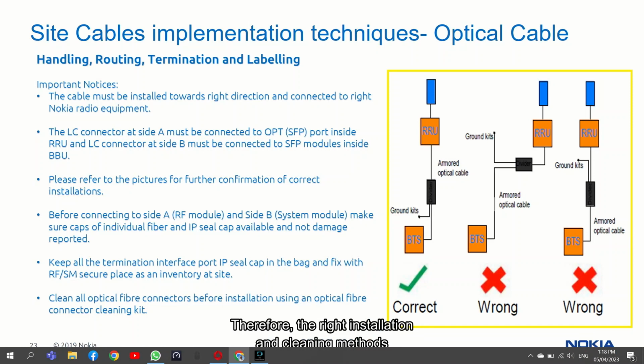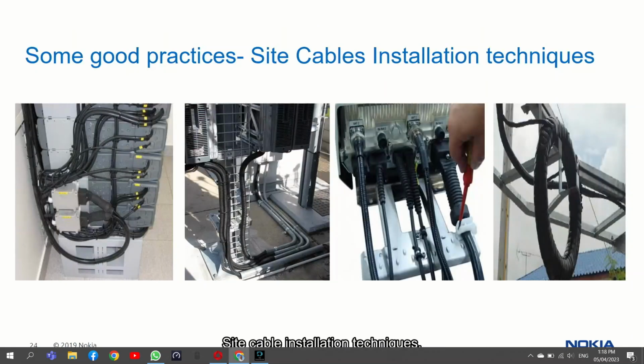Therefore, the right installation and cleaning methods need to be followed. Extra care needs to be taken with termination points, such as removing IP seal caps just before the final termination and cleaning the ports with optical fiber kits. Site cable installation techniques. Well-prepared cable routing gives immediately an impression of professional staff and high work quality. As seen in these images, cable fixing, marking and labeling, and IP sealing is well done.